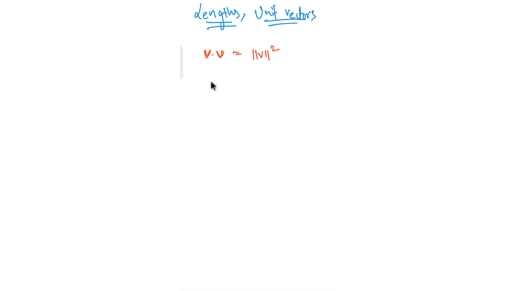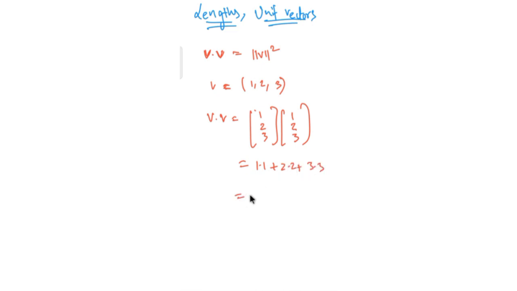Now if I take a vector, say v is equal to (1, 2, 3), then v into v is (1, 2, 3) dot (1, 2, 3). So this would be 1 into 1 plus 2 into 2 plus 3 into 3, which is 1 plus 4 plus 9, equal to 14. And the length of v, we already know, is the magnitude. How do you define the magnitude? It's the square root of 1 square plus 2 square plus 3 square, and then squared, which is 1 plus 4 plus 9, 14, the same answer. So this is how you define it.